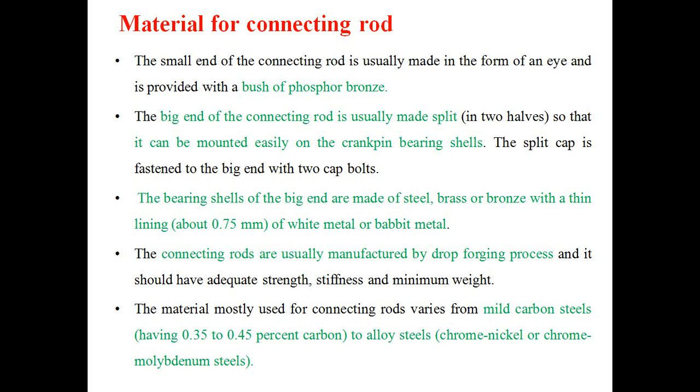The connecting rods are usually manufactured by the drop forging process. The material mostly used for the connecting rod varies from mild carbon steel to alloy steel. The mild carbon steel or plain carbon steel was used in the range of 0.35 to 0.45% of carbon.